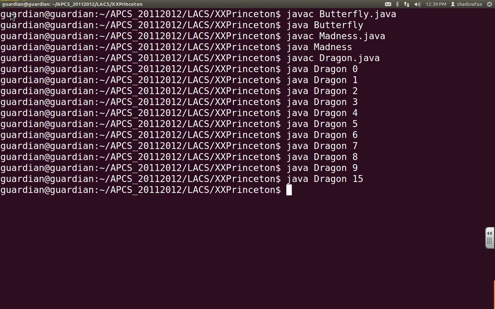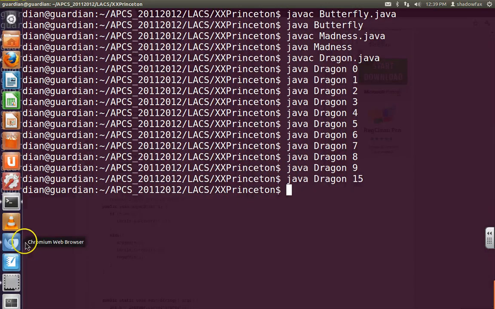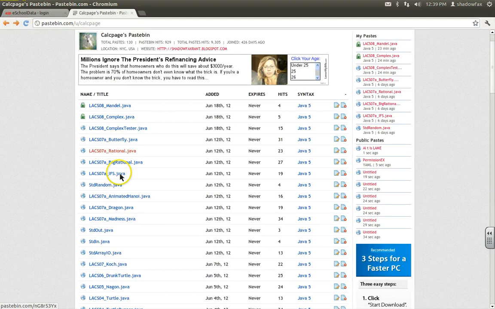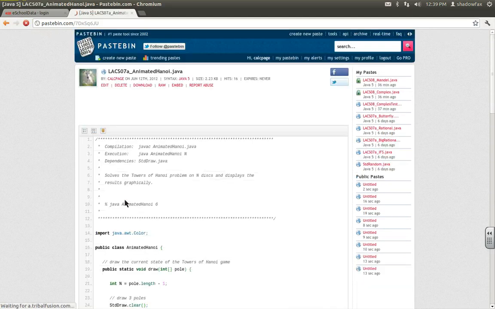Did you see Rise of the Planet of the Apes, the latest version of Planet of the Apes, where the ape actually learned how to do the Tower of Hanoi problem? Wow, take a look at this. This is another recursion. Where's my Hanoi? This is an animated version of Hanoi.